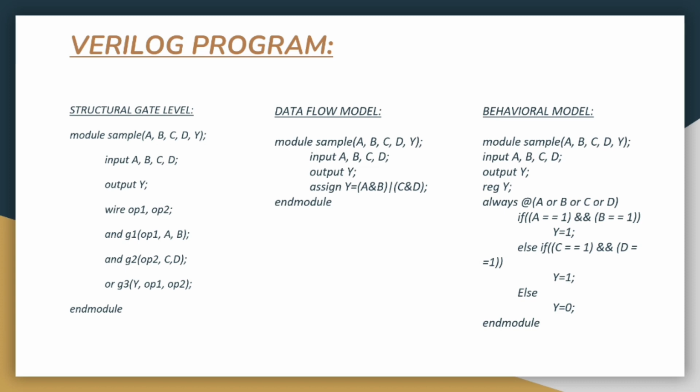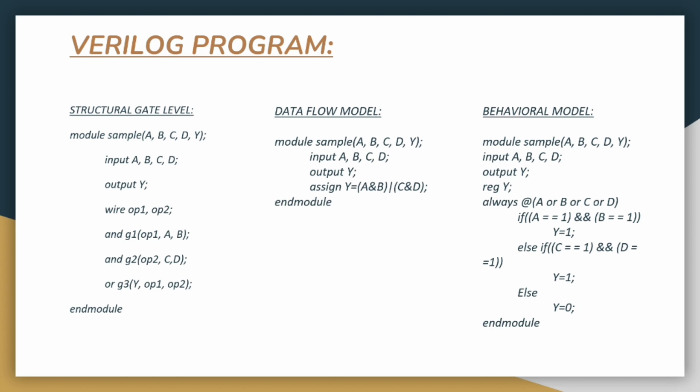The Verilog program for the expression we took will be of three types: the structural gate level, the data flow model, and the behavioral model. To construct the behavioral model, we need to first look into the truth table.